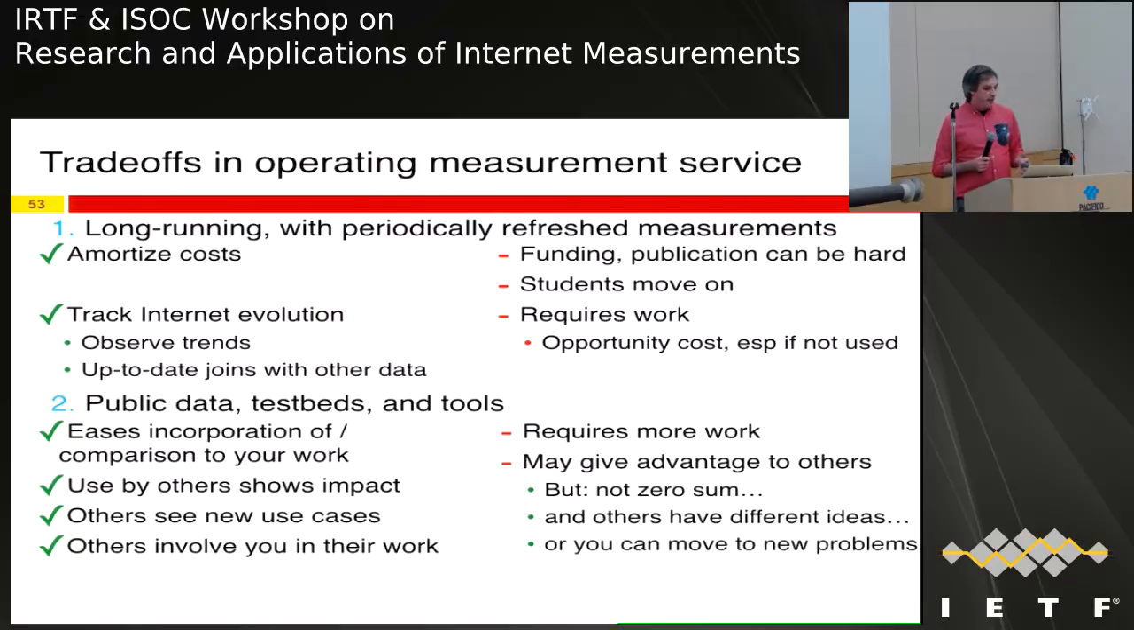Another concern that some people have is that you lose your own advantages if you're opening up your stuff for use by others. I actually tend to think that that's not usually a big concern. Hopefully, research isn't a zero-sum game. We're all trying to move forward in our knowledge, move forward in how we operate the network. The other thing is, like I mentioned with routing security, other people end up having different ideas than you have anyway. And if they're going to do the same thing that you were doing anyway, it's a good chance for you to move on to something new.